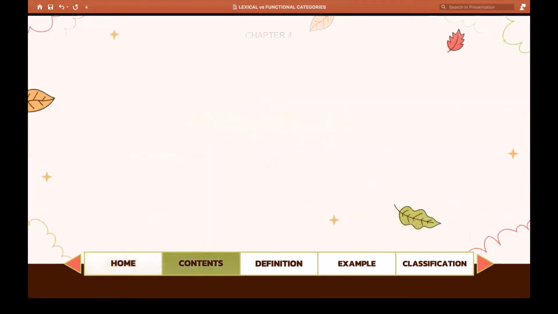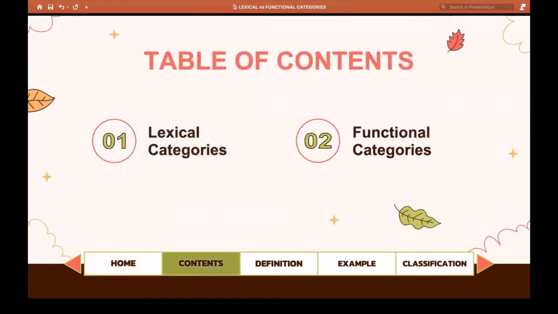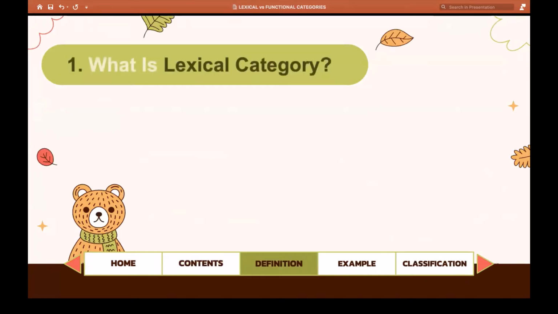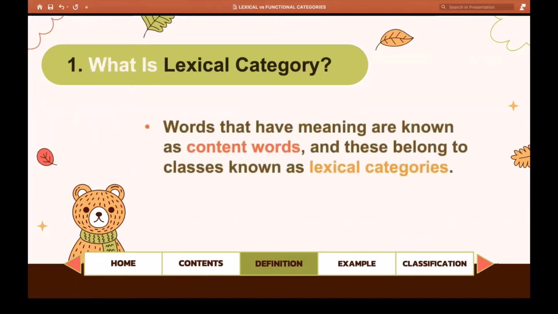Our presentation today will be divided into two parts. The first part is lexical categories, and the second part is functional categories. Without further ado, let's begin. So what are lexical categories? Words that have meanings are known as content words, and these belong to classes known as lexical categories.